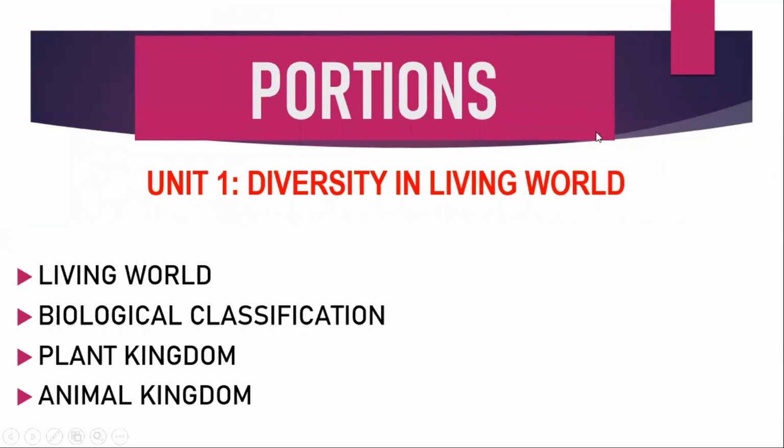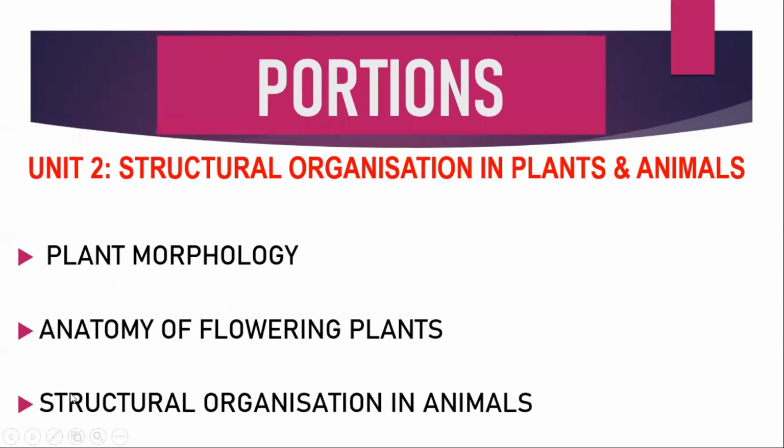So to just brush up the portions of class 11 biology. The first unit is diversity in living world, where we have 4 chapters: living world, biological classification, plant kingdom, and animal kingdom. The next unit is structural organization in plants and animals. We will be focusing on the morphology of the flowering plants and the anatomy of plants, followed by structural organization in animals. We'll be discussing some tissues, and also we'll be focusing on the cockroach part.